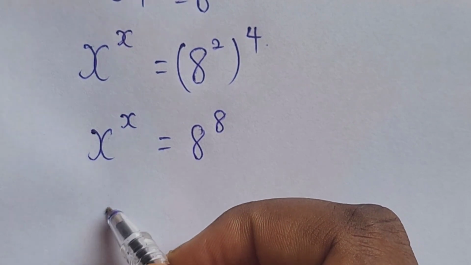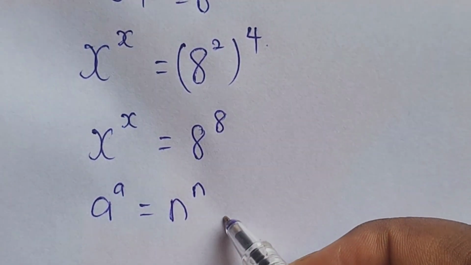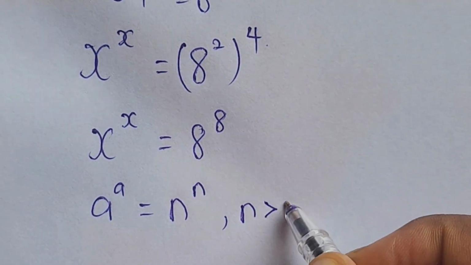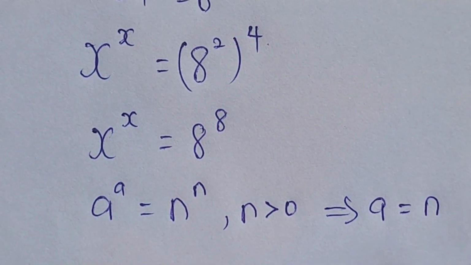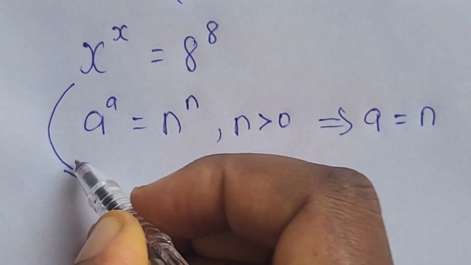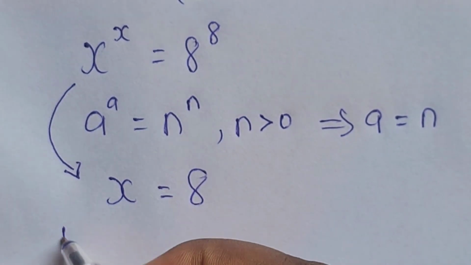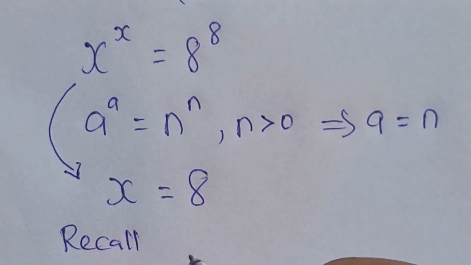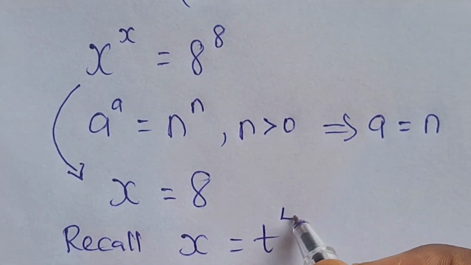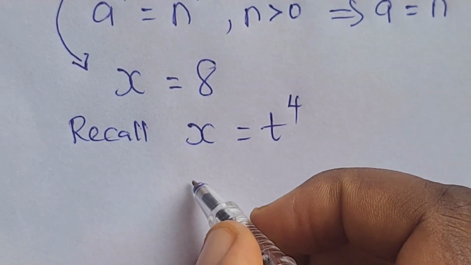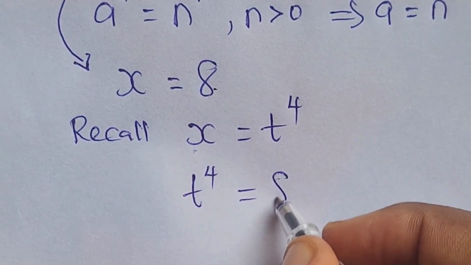So when we have a to the power of a is equal to n to the power of n, provided that n is greater than 0, this implies that a is equal to n. So we have x is equal to 8. But let's recall that our x is equal to t to the power of 4. So we have t to the power of 4 is equal to, our x is 8, we have 8.